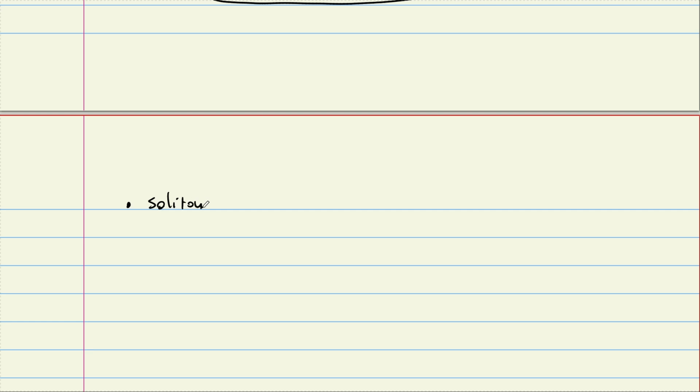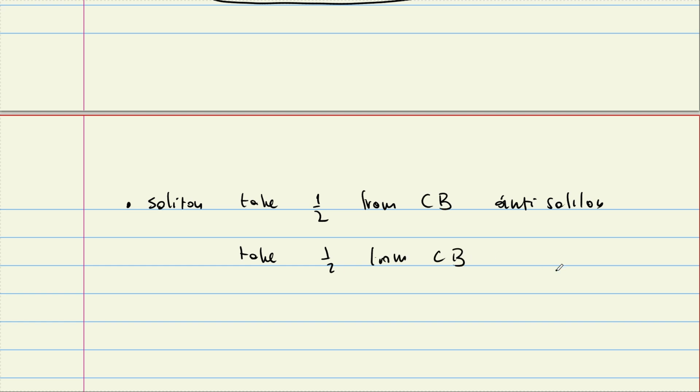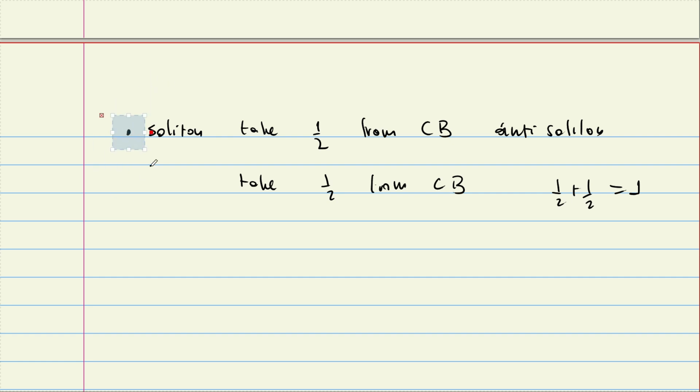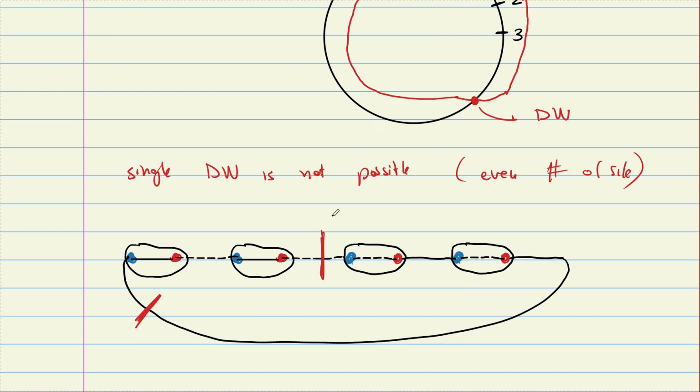So the soliton takes 1/2 from the conduction band, and the anti-soliton takes 1/2 from, again, the conduction band. At the end, 1/2 plus 1/2 is equal to 1. The conduction band is going to give only one state, right? So they don't separate. Similarly, by the way, if this is the soliton, right?